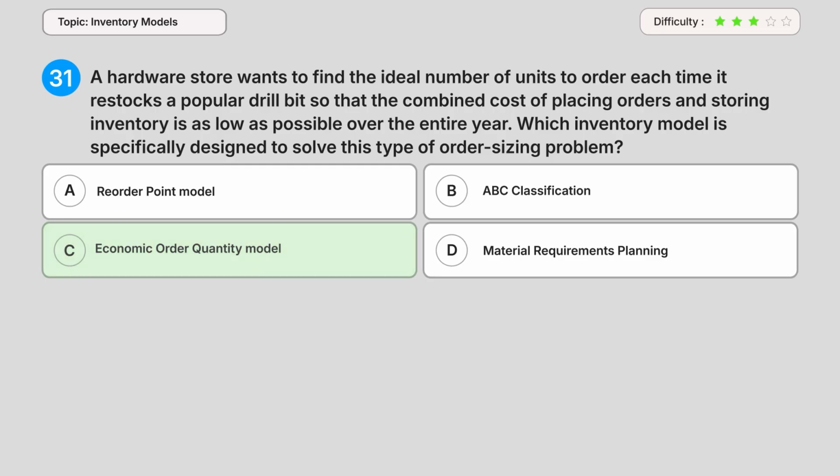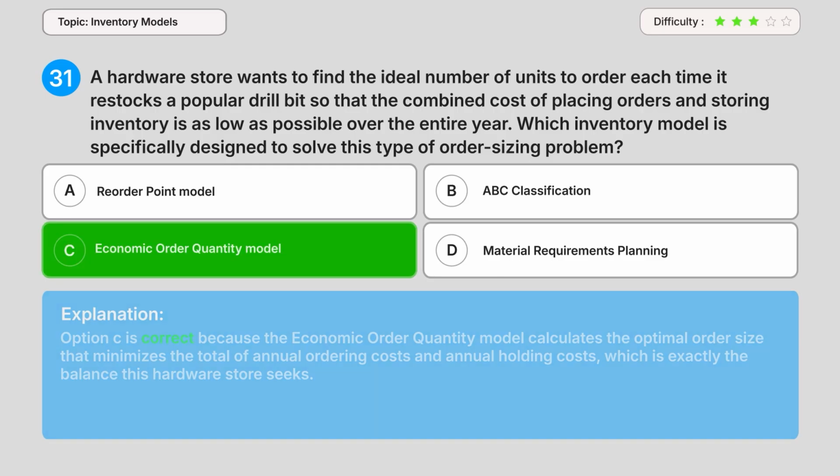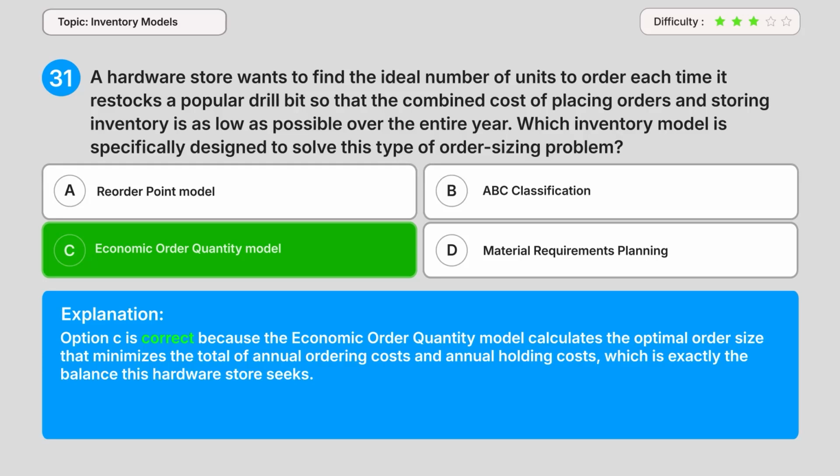Correct answer, C. Economic order quantity model. Explanation. Option C is correct because the economic order quantity model calculates the optimal order size that minimizes the total of annual ordering costs and annual holding costs, which is exactly the balance this hardware store seeks.